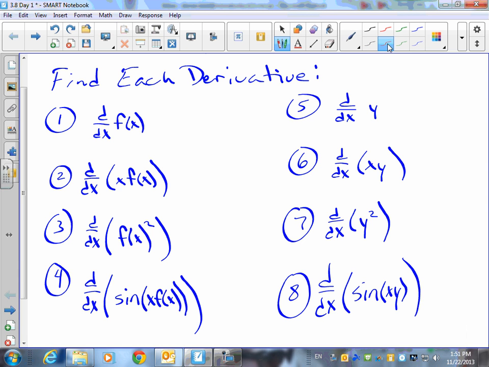Number 1, derivative. We didn't talk about this one out loud yet, but the derivative with respect to x of f of x, we would normally write in a very concise way as f prime of x. That's just fine. We don't know what f of x is. It's the derivative with respect to x. F prime is a short way of writing that. Okay? So number 5 then, you could write as dy dx, or you could write it as y prime.